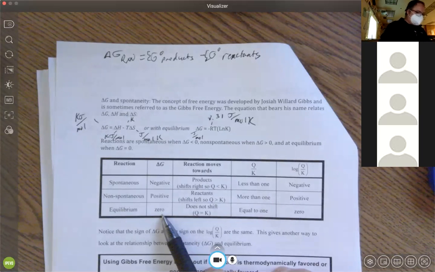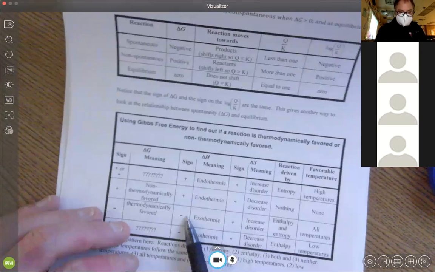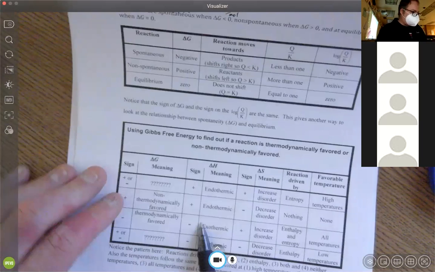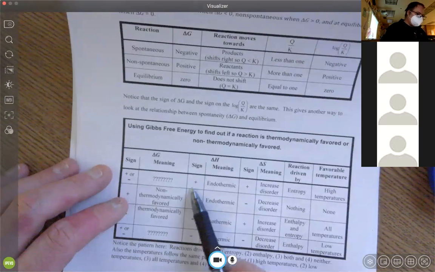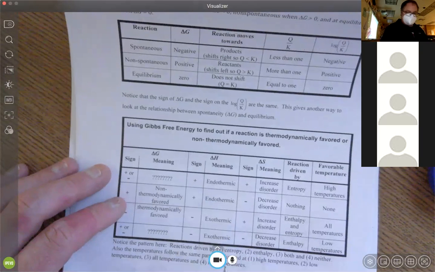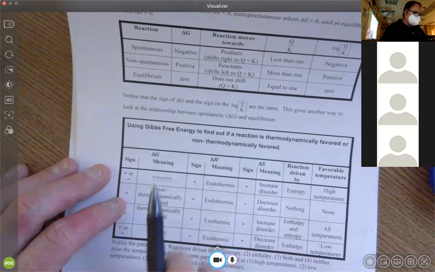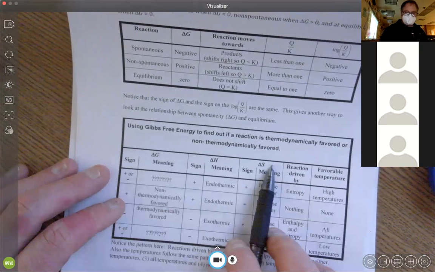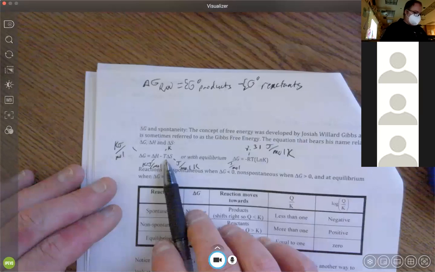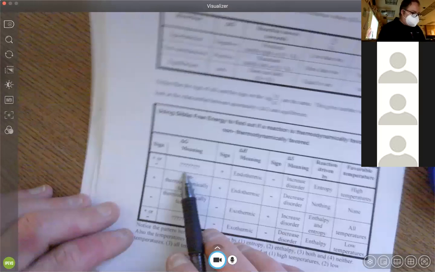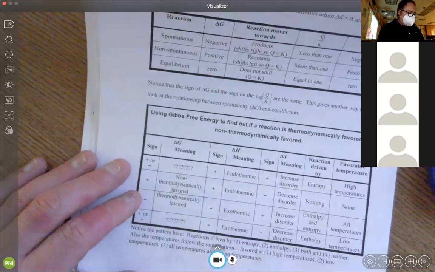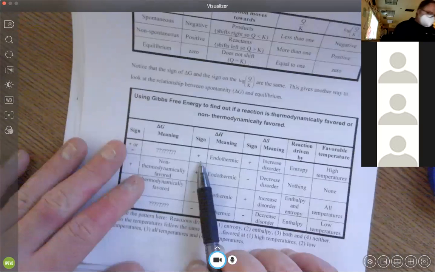So if we take a look at this little graph down here, it will help us figure out whether or not a reaction would occur by knowing delta H and delta S, because with delta H and delta S, we can get delta G. So if we have a positive delta H and a positive delta S, let's look at this formula.